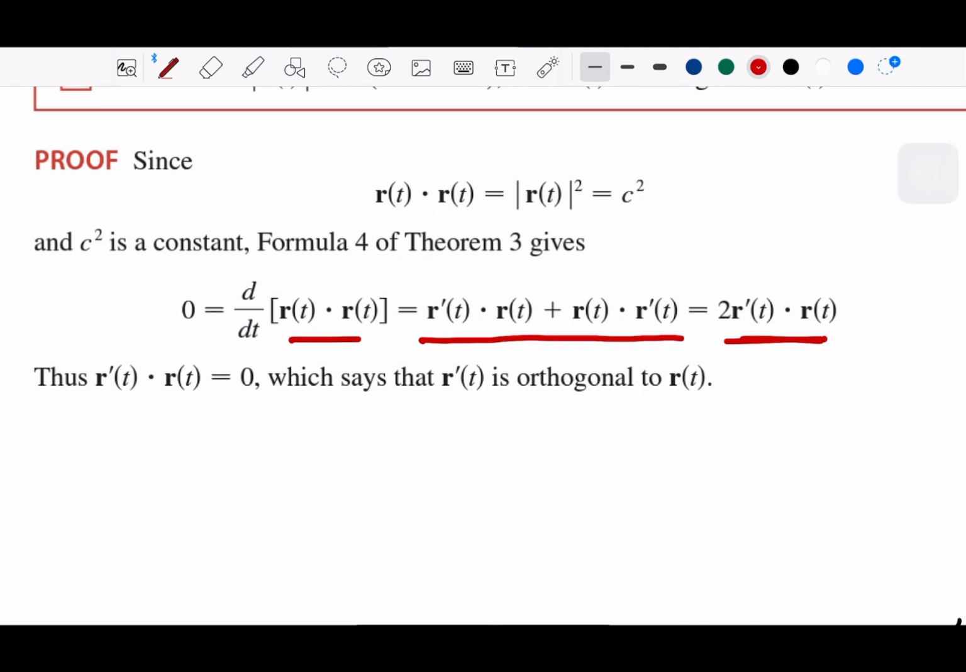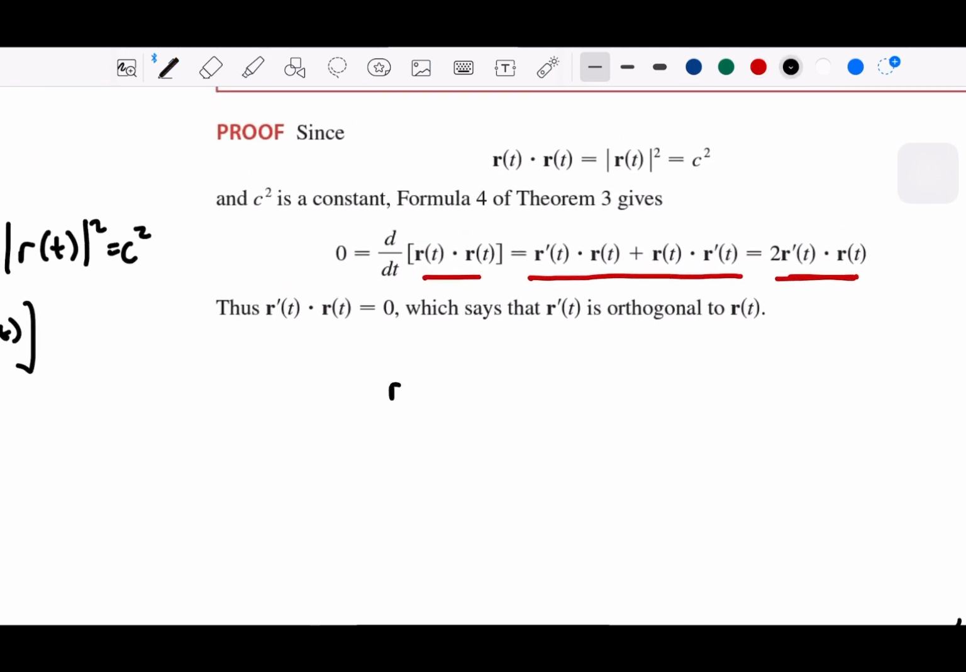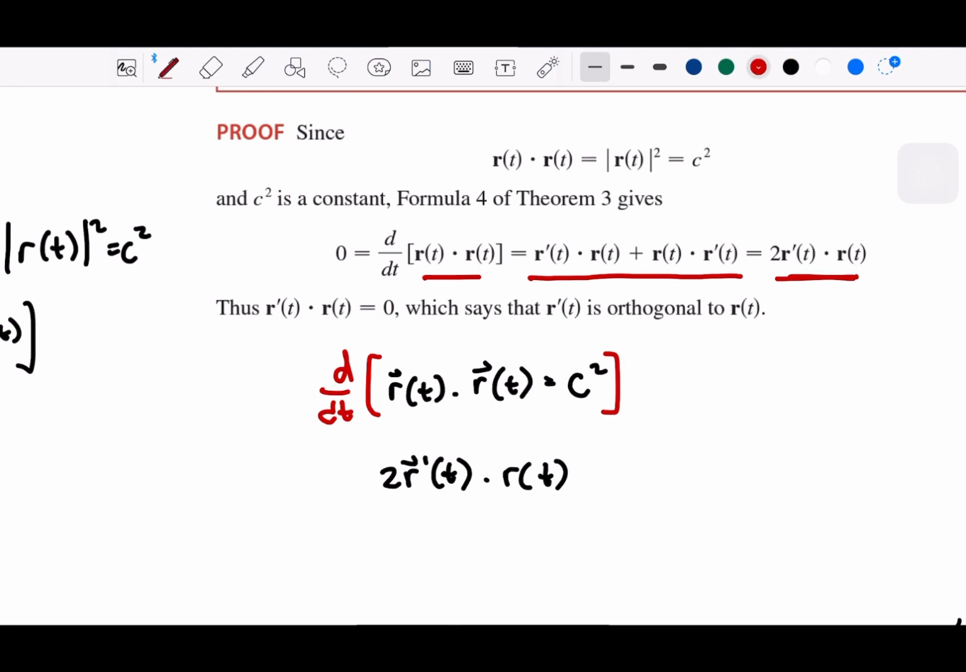So by this theorem, basically, if this is going to be C and the whole thing is derived, this part on the left will be 2 r prime(t) dot r(t), as you can see from this one here, and then the constant has become 0. So that's why we say that this is equal to 0.